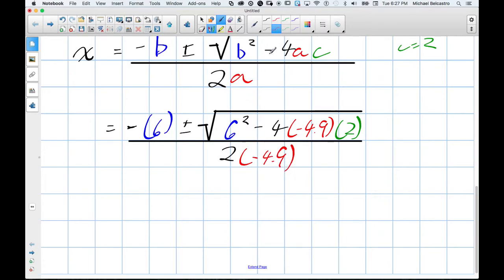Okay, so from here on in, it's just working values out. This becomes negative 6 plus or minus the root of... so we've got the root. This is 36. This is a negative times a negative, which is a positive, times a positive. So I know whatever my absolute value is, we're going to be adding it. I'll figure out what that is.